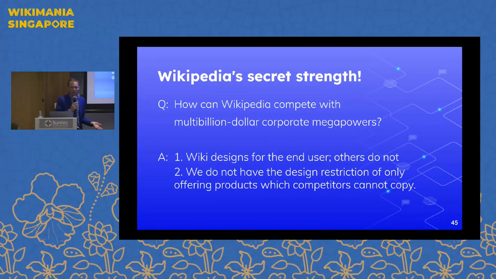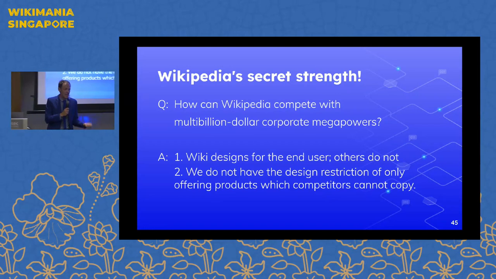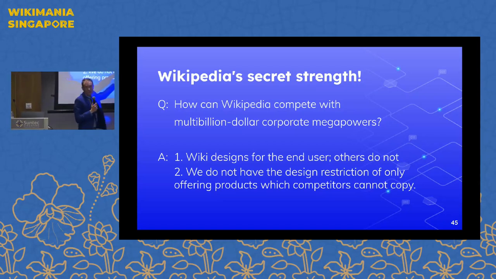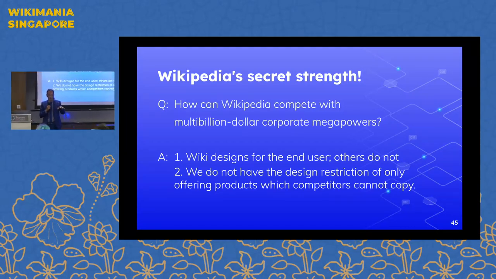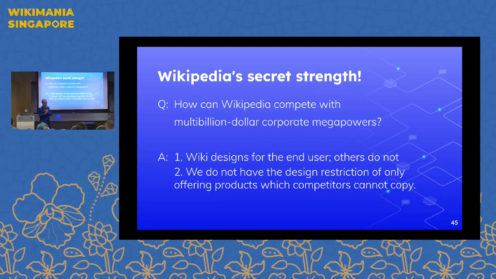What is Wikipedia's secret strength? I'm talking about us going head to head with companies that have $1 billion. How can we possibly compete? I'll tell you, our secret is that we design for the end user, whereas the other platforms are designing to get money to the shareholders. Since we're doing it for the community, we have an advantage.